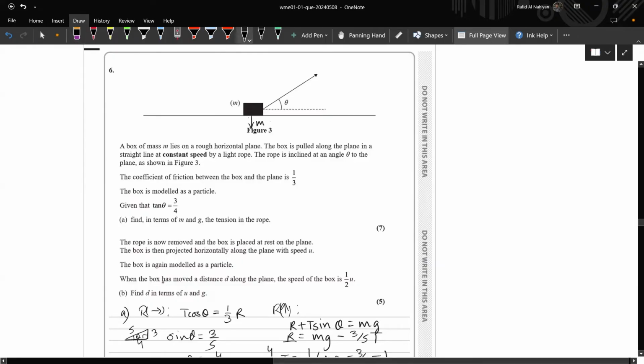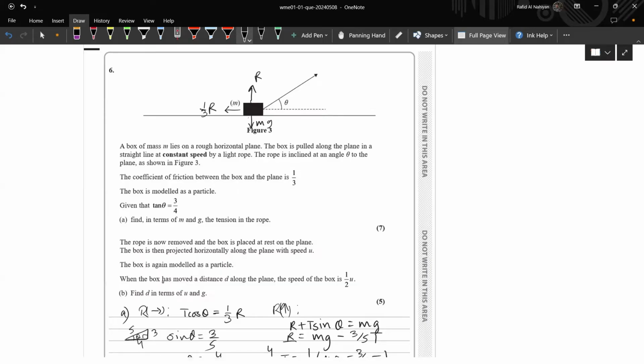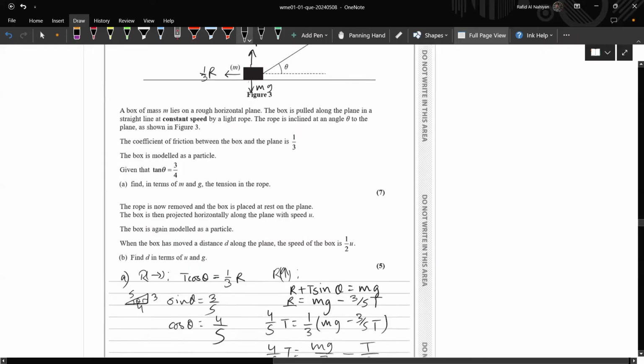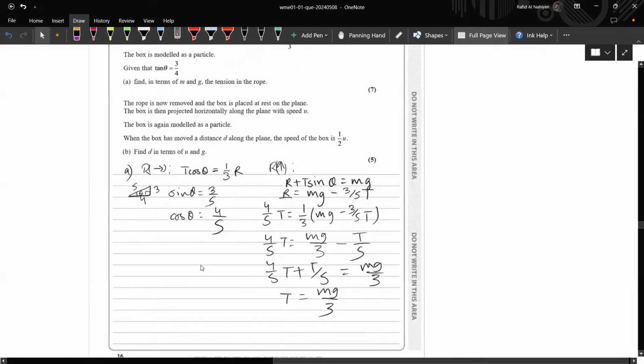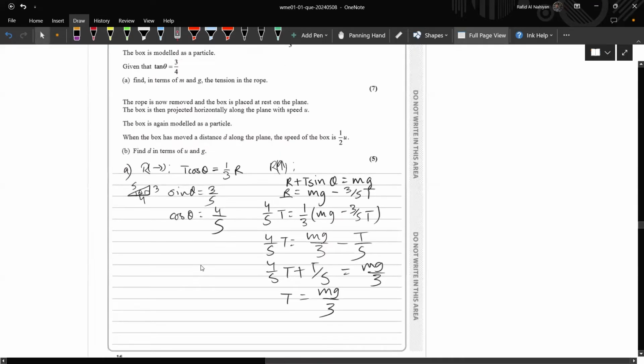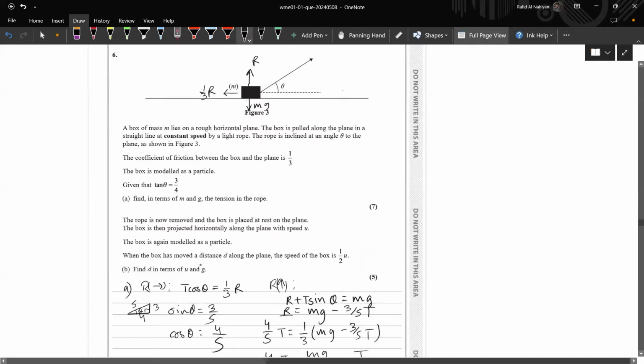Of course, there's the weight, and now we have the reaction force as well. And we know that this is a rough horizontal plane, so the friction is going to be 1/3 of the normal reaction. And then it says that the box is projected horizontally along the plane with speed u. So I know the initial speed, which is u. The box is again modeled as a particle, of course. And when the box has moved distance d along the plane, the speed of the box is half u. So let's say this is distance d.